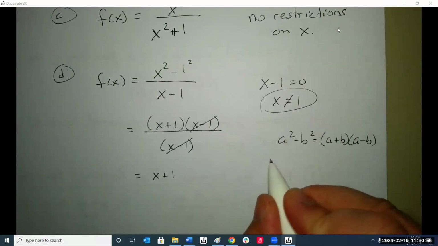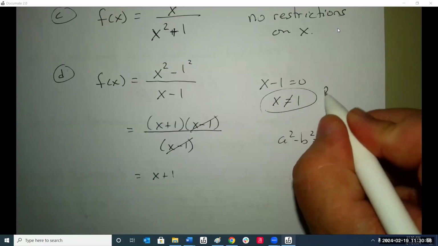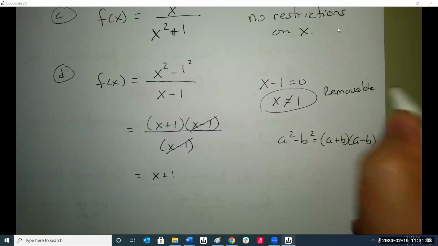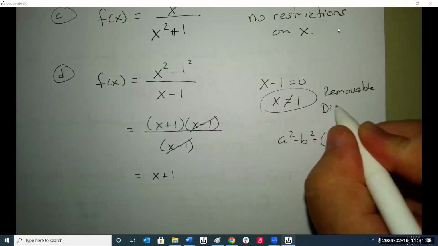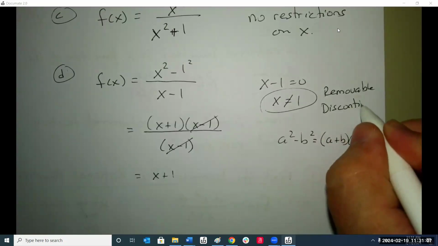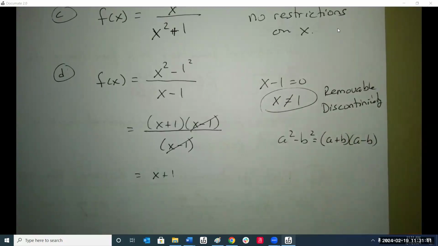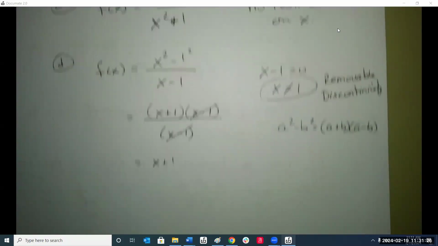This is called a removable discontinuity. Removable discontinuity, because we can remove it, but we still can't use it. It's just that now we have a simpler equation to deal with. All right.